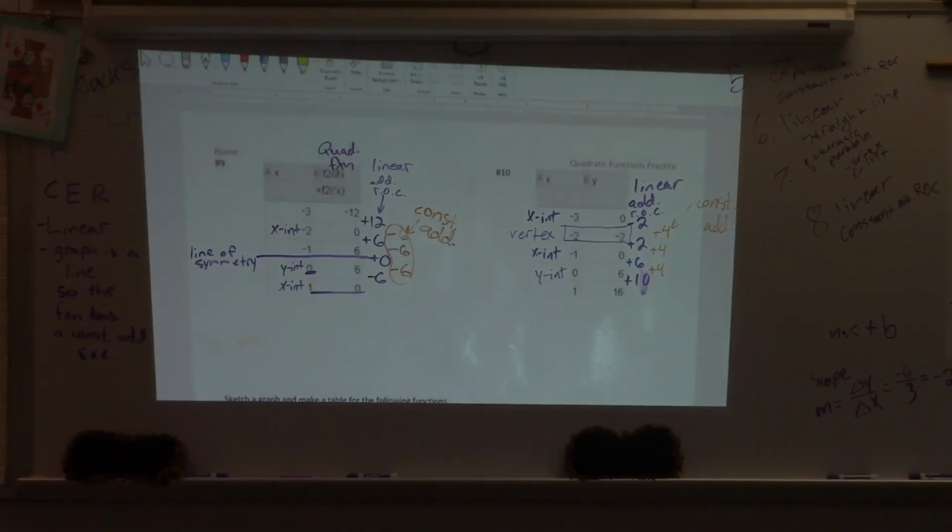So please pay attention to those things. We'll talk about the next two really quickly, and we'll just end with this today. Monday we'll pick up with the different forms of a quadratic.